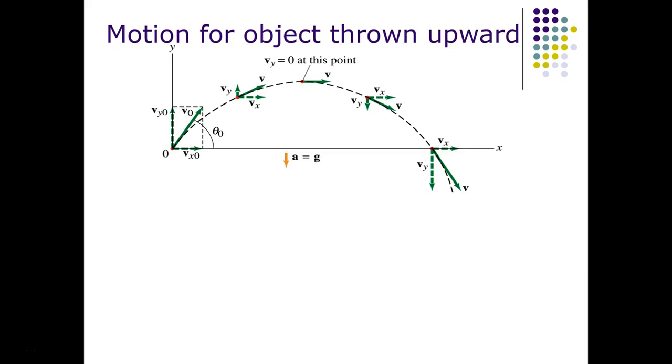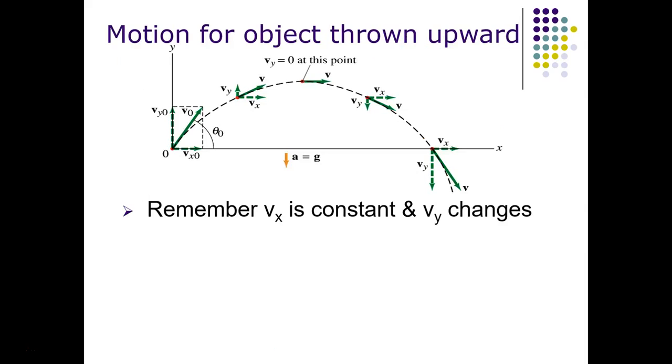So what does the motion of an object that's thrown upward look like? Even though we're not being launched off a table like in the problem before, because there's no acceleration in the x direction, our velocity in the x direction is going to stay the same. Vx here is the same as Vx here, which is the same as Vx here, and here, and here. It's a constant velocity the entire time.